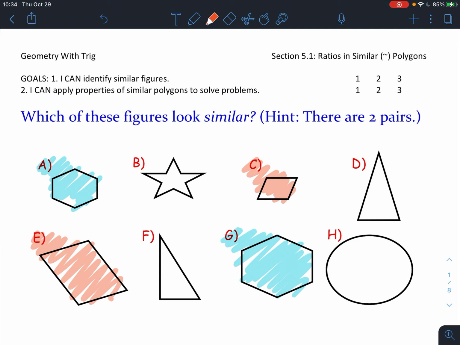So you might have been thinking that D and F are also similar, but they are not. Yes, they're both triangles, but they're not the same shape triangles. F pretty much looks like a right triangle where D does not. We'll talk more about what the angles have to do in order for shapes to be similar on the next slide.